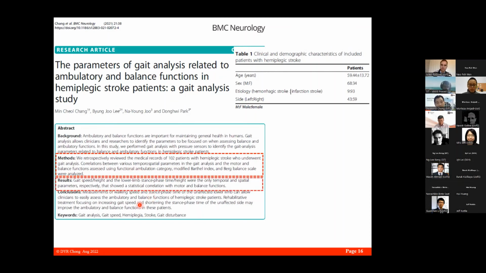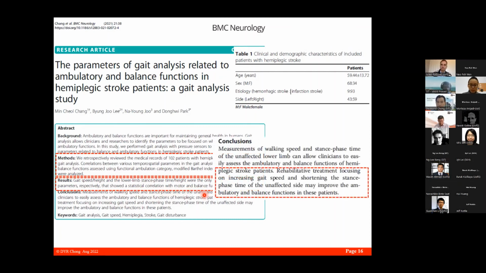So what they really found is that the gait speed and height and the lower limb stance space time were the only temporal and spatial parameters that showed a statistical correlation with motor and balance function. So with that, in a way, they prescribed some rehabilitative treatments. They say that the rehabilitative treatments focusing on increasing gait speed and shortening of the stance space time of the unaffected side may improve the ambulatory and balance functions in these post-stroke patients.